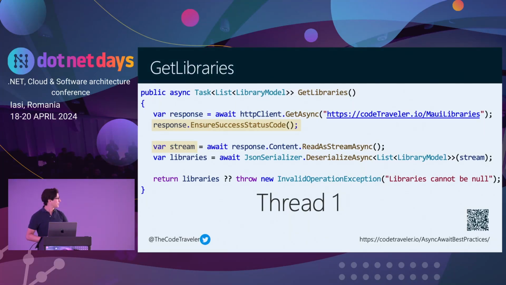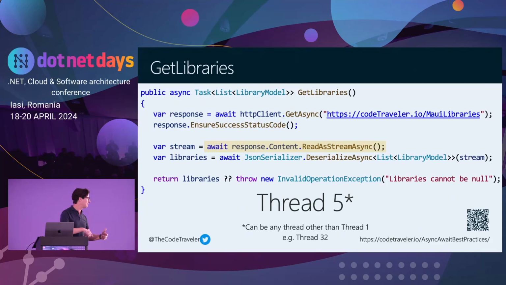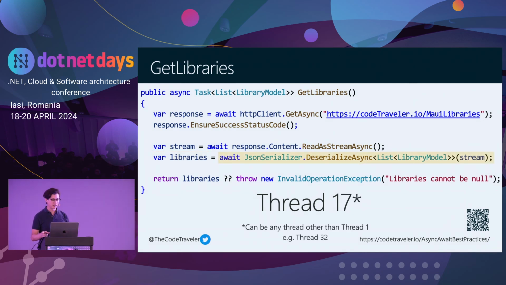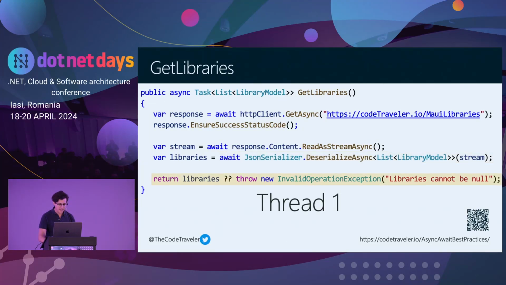It initializes this variable stream. And again, once it hits this await keyword, thread 1 returns. We read the content from the HTTP response on another background thread. So we'll say this is thread 5, but again, it's whatever thread is available in the thread pool at the time. So thread 5 finishes, thread 1 jumps back in, and just like we expect, we hit the await keyword again. We have another background thread to deserialize that stream. When that's done, thread 1 jumps back in again, makes sure that it's not null, and as long as it's not null, returns the results from our HTTP call.